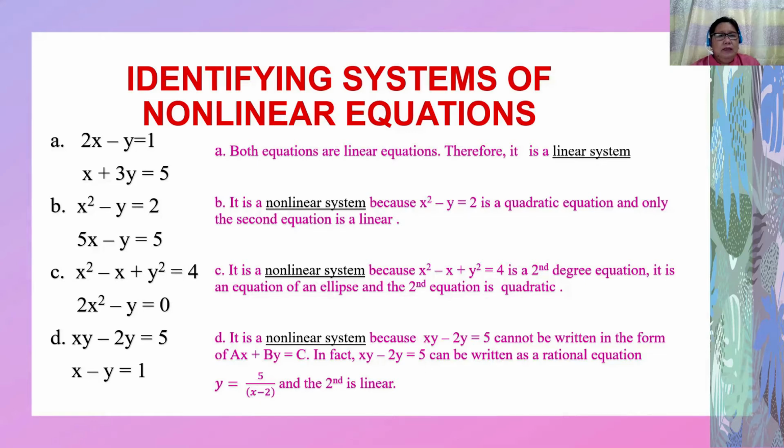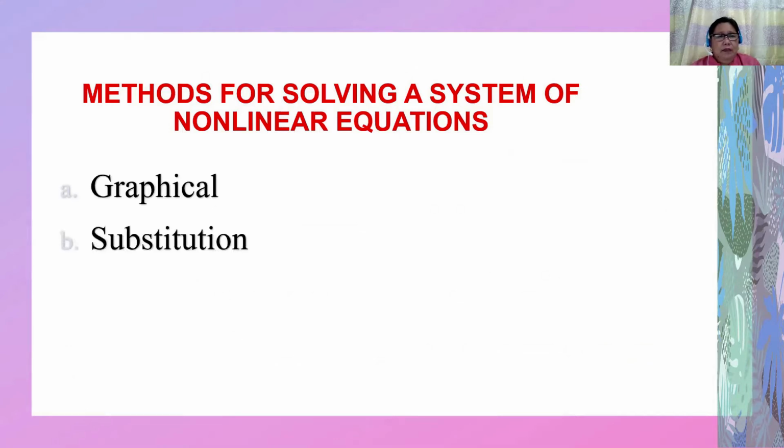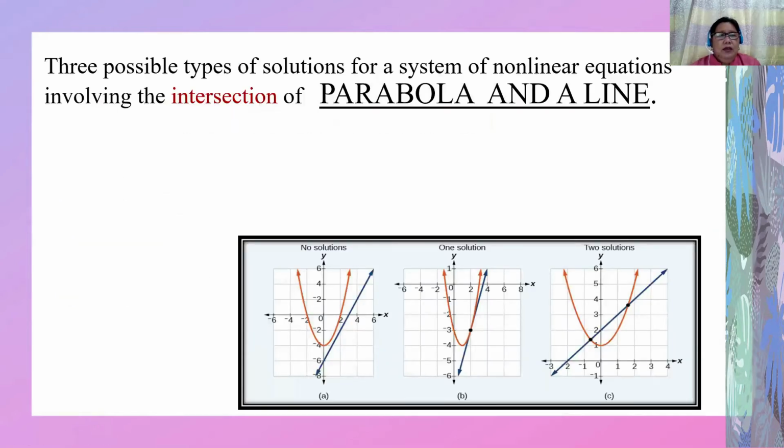Let's proceed. Let us have now the methods for solving a system of nonlinear equations. First, we have the graphical method. Second, the substitution method. Third, the elimination method. Now, there are three possible types of solutions for a system of nonlinear equations involving the intersection of a parabola and a line. First, there is no solution.